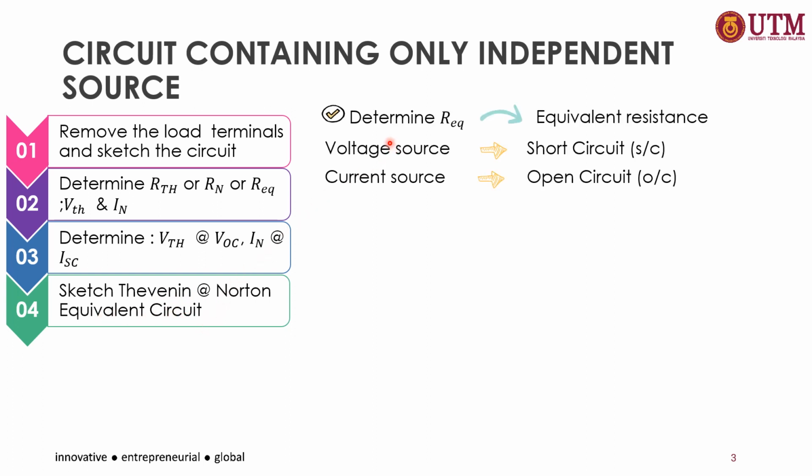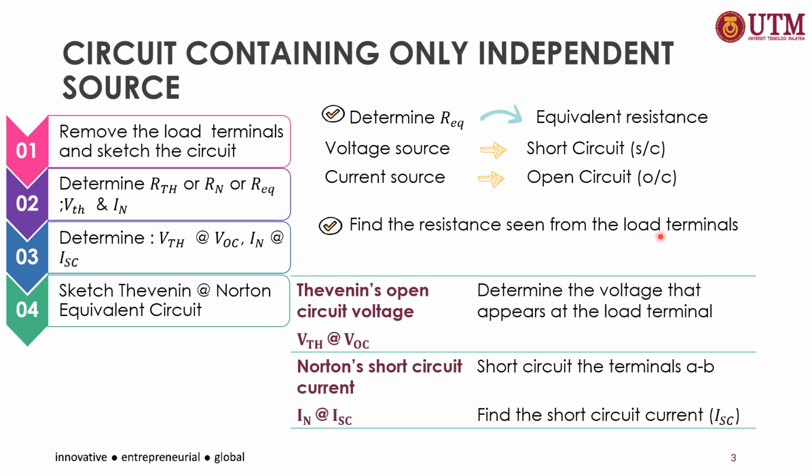Okay, so for this, in order to determine the R equivalent, if we have a voltage source, we need to do a short circuit. If we have a current source, we need to do an open circuit. And then we can find the resistance that's seen from the load terminal.